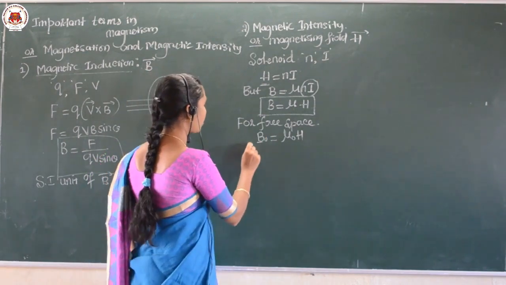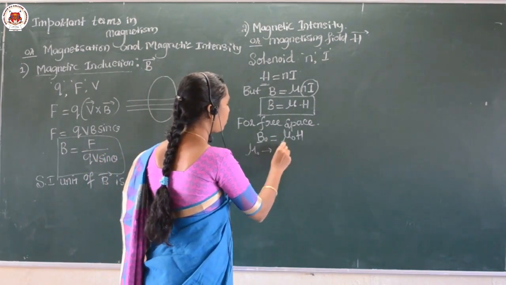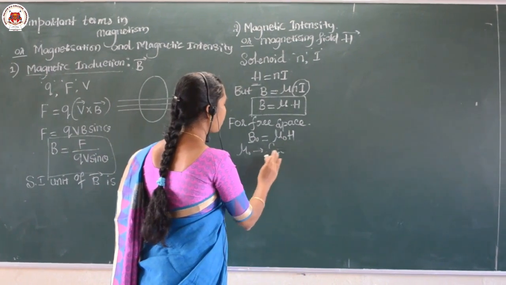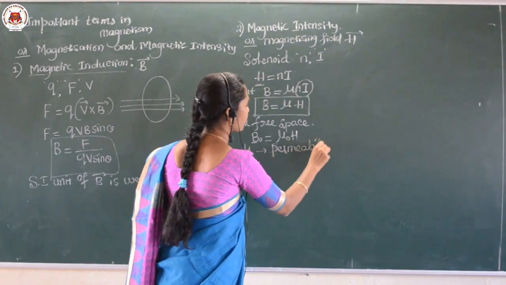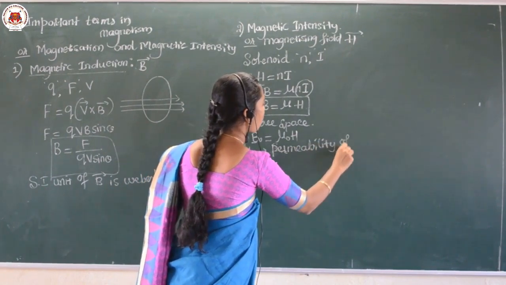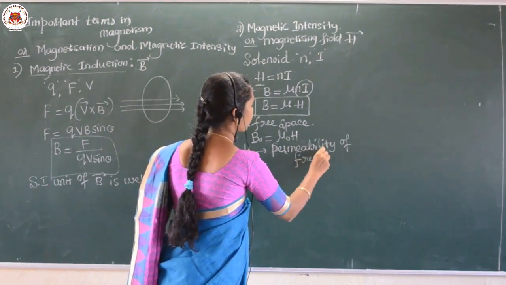Then what is the mu here, or the mu naught? Mu naught is called the permeability of free space. Remember this.